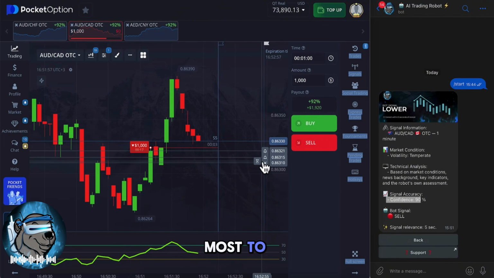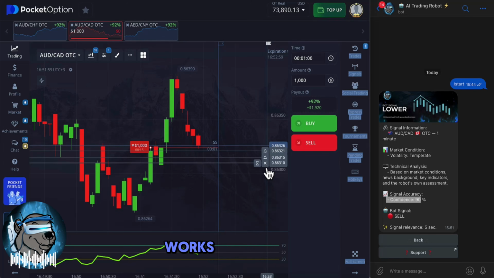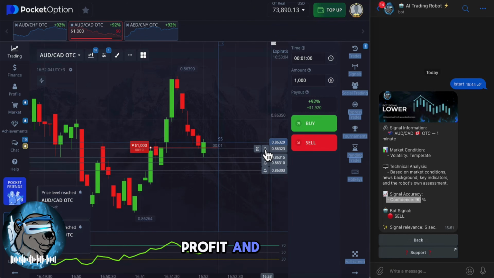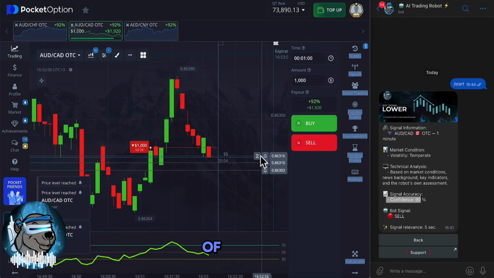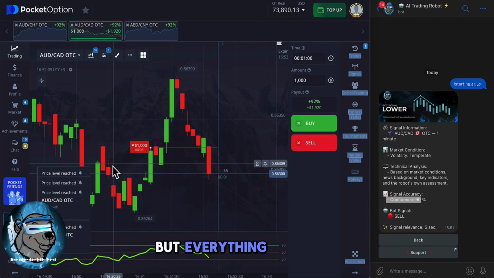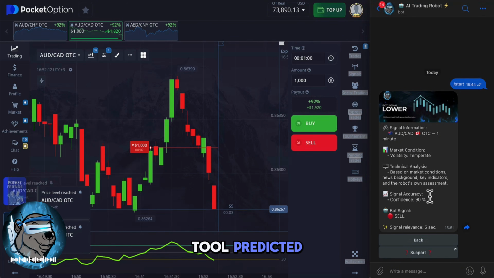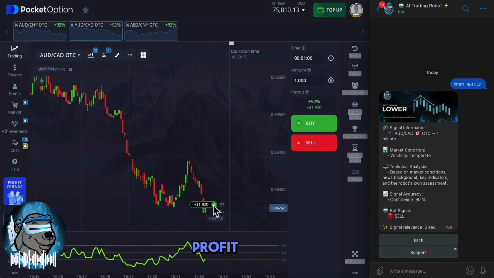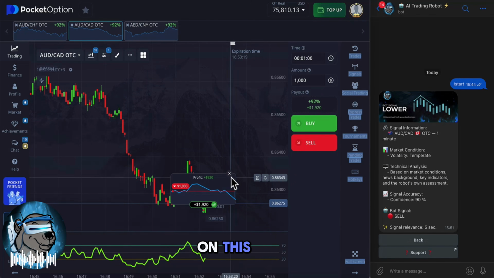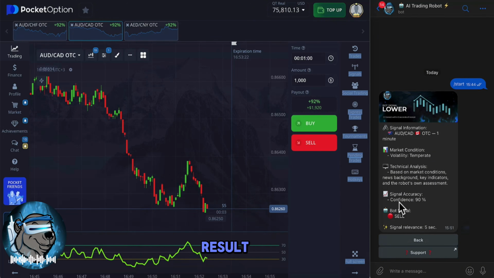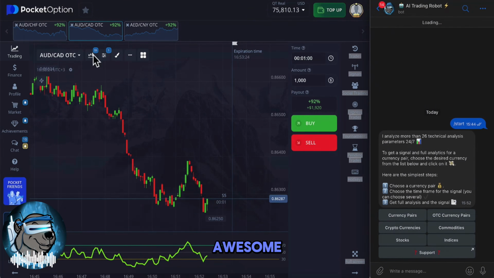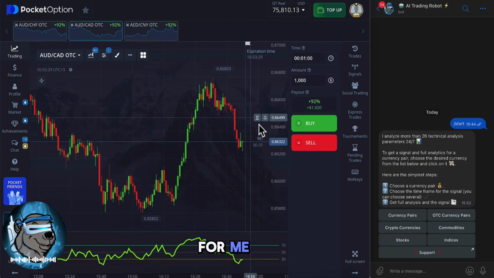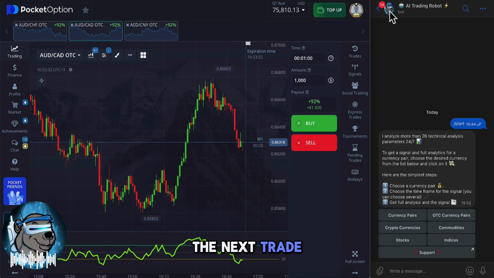What matters most to me is that the accuracy of this signal works out correctly. I made money here, earned a solid profit, and simply had no doubts about the accuracy of the tool I use. But everything happened just as this tool predicted. The price continued to move down. As a result, I made a profit of $920 on this trade. I consider this result to be more than excellent. Awesome. 2 out of 3 trades have already closed in profit for me. We'll move on to the next trade soon.